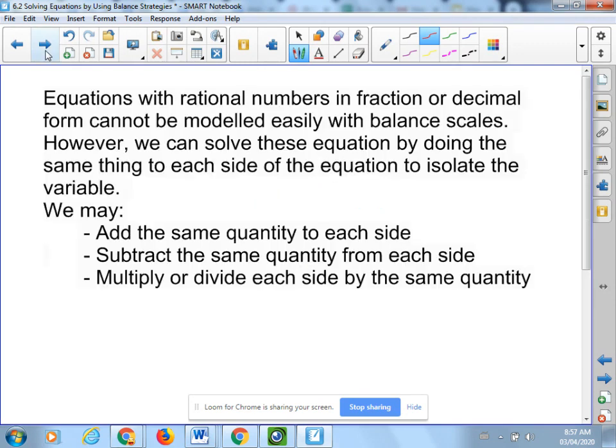Equations with rational numbers in fraction or decimal form cannot be modeled easily with balanced scales. However, we can solve these equations by doing the same thing to each side of the equation to isolate the variable. So that means we may add the same quantity to each side, subtract the same quantity from each side, multiply or divide each side by the same quantity.